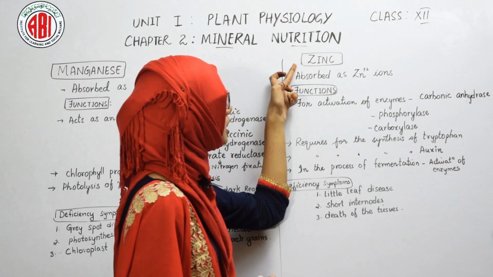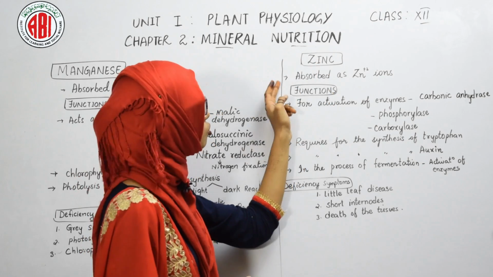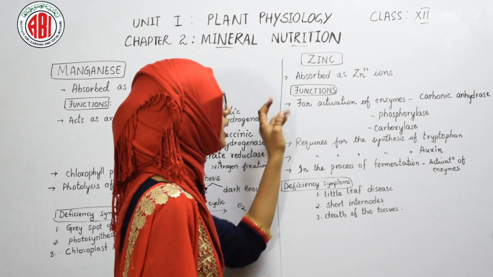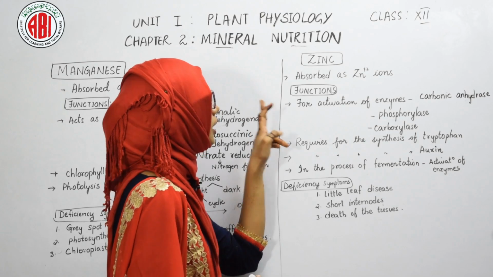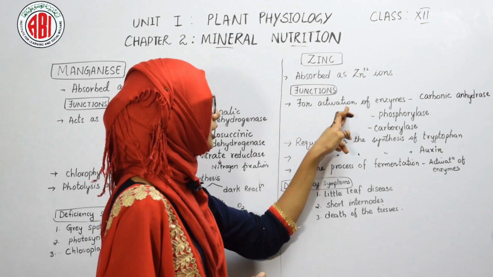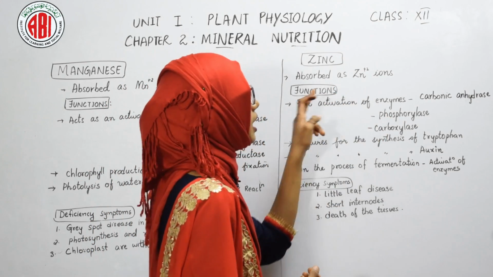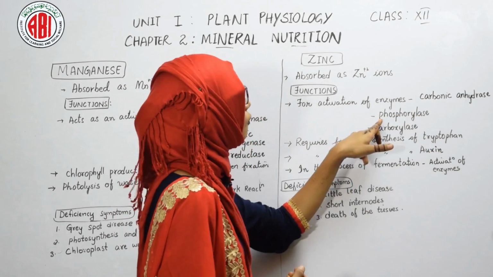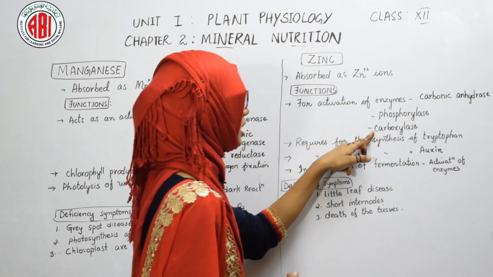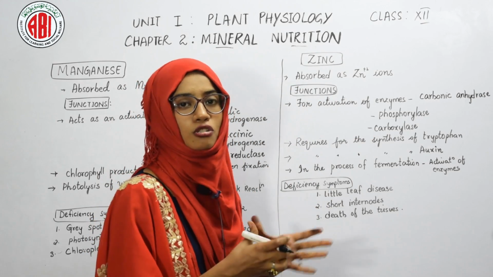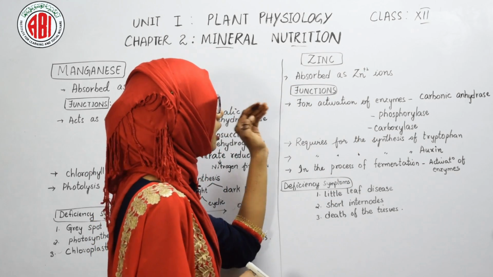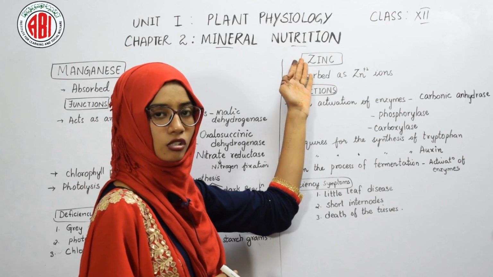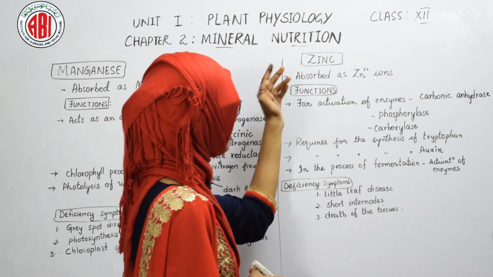When we see the element zinc, it is absorbed as zinc ions from the soil, and the functions include that it is required for the activation of enzymes, and those enzymes include carbonic anhydrase, phosphorylase and carboxylase. Let us discuss the functions of these enzymes which are activated by the presence of the element called zinc.